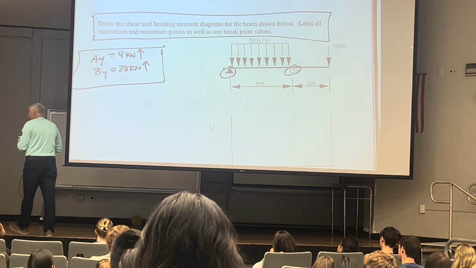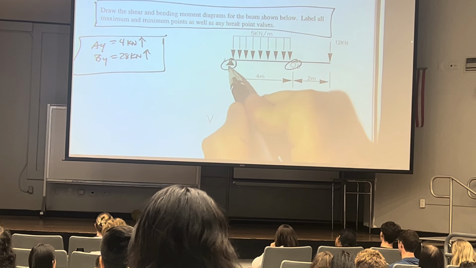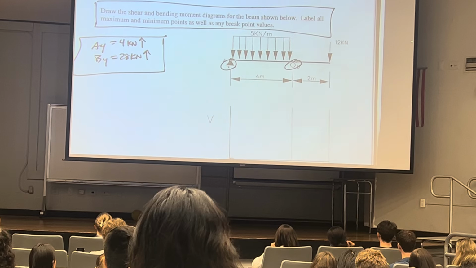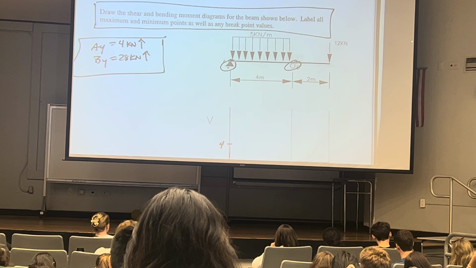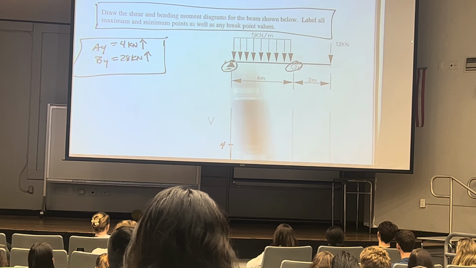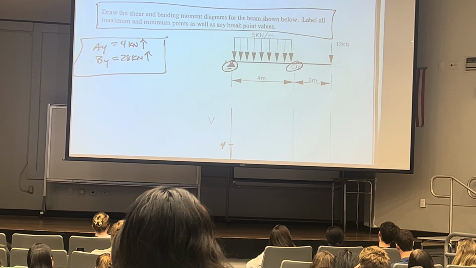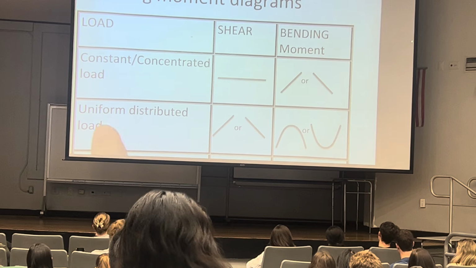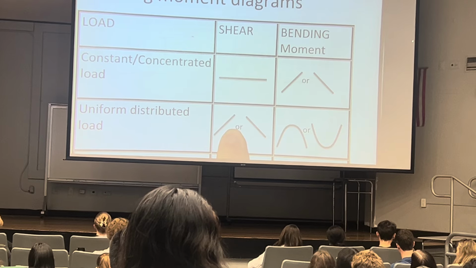Okay? All right. So now I start. Shear. It starts at A. A is 4, so it's a positive. It's upward, so I'm going to go here to 4. Then instantly, as soon as I move away from A, what do I see right away? Uniform distributed load. Uniform distributed load says, oh, I've got to have a line. I've got to have a line.